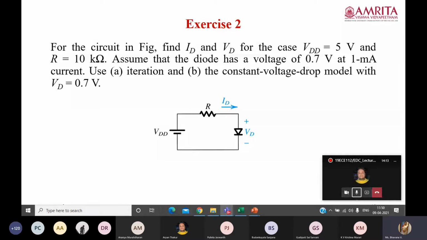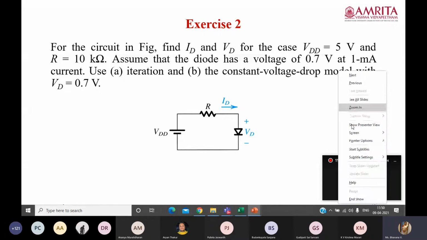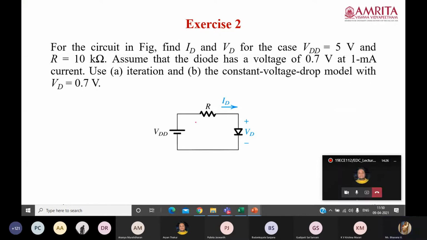Here the slope is not given, so you have to use the formula as such: V2 minus V1 is equal to 2.3 n VT log I2 by I1. Here the n value is not given, so what will you take, n equal to 1 or 2? N equal to 1. And what about the VT value? Temperature is not given, so what will you take? 25 degrees Celsius, 25 millivolt.